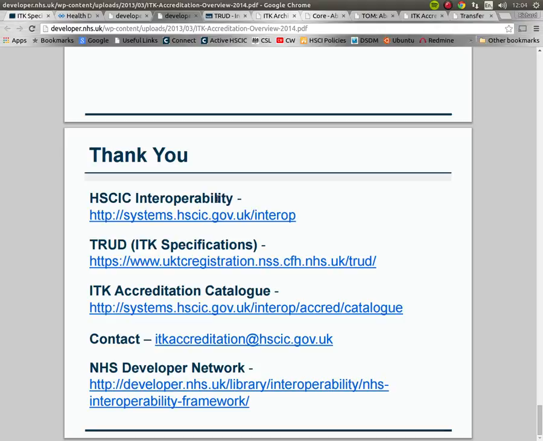If there is any further information you'd like, or if you'd like to delve into any specific areas in further detail, the ITK accreditation team, which is detailed here, with the contact email address, will be more than willing to help, more than willing to set up a WebEx session or a telephone call to talk through in further detail.